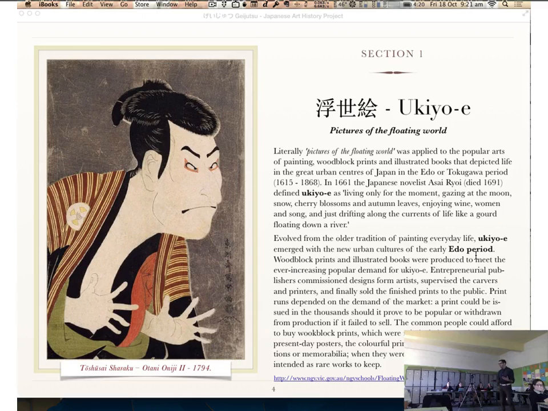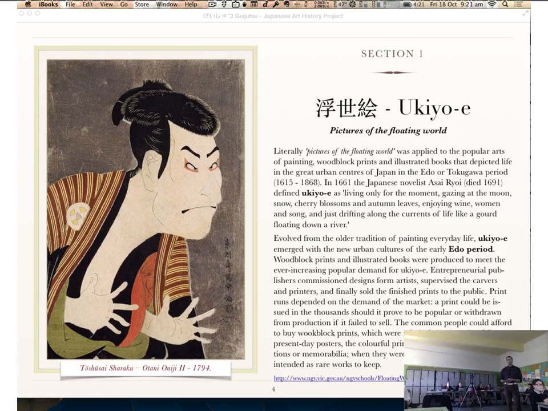In Japan back then, there were a lot of people that weren't super rich, but they really liked a nice piece of art. So this is where woodblock printing was really good, because they could afford to actually own one. It's a really, really old style of art, and it came from the early Edo period.